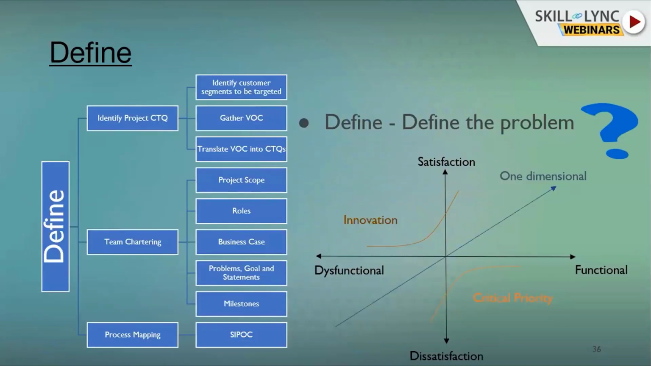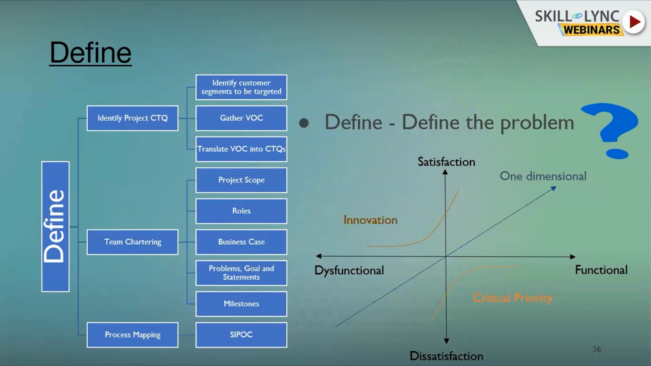Now define. So defining the problem. Here there are many terms. We identify the project CTQ. What is CTQ? It is critical to quality. We identify what customer segments have to be targeted. We gather the voice of customer. What are the problems being faced? Exactly, we identify the problem statement.